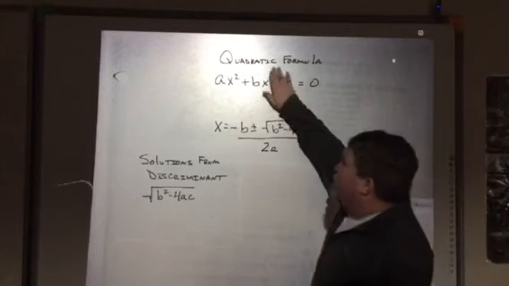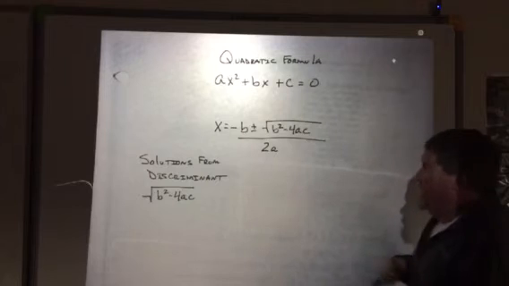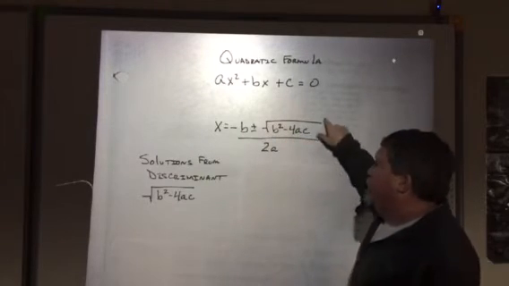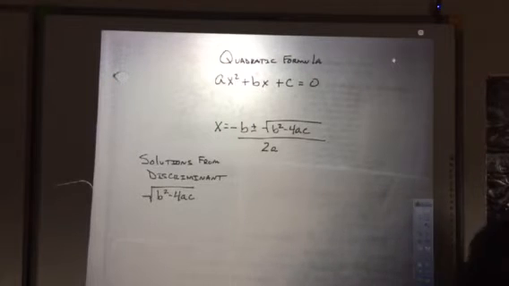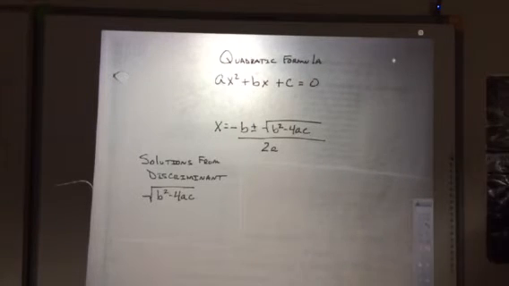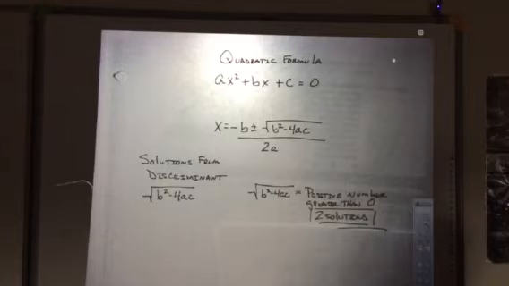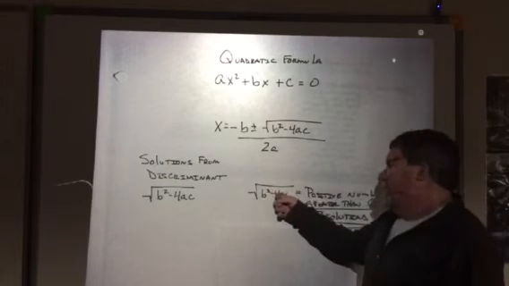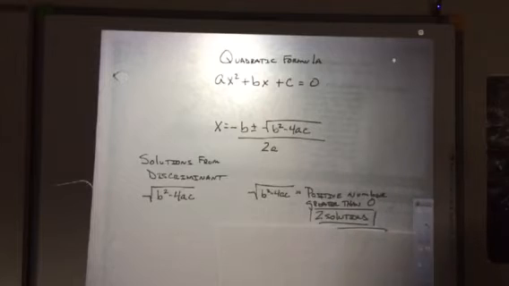Remember, the x squared, no, we just want the numbers. Okay? Now this little part underneath the square root is called the discriminant. Okay? And the discriminant can tell us things. So if you do the discriminant and the number underneath the square root becomes positive, you have two solutions.